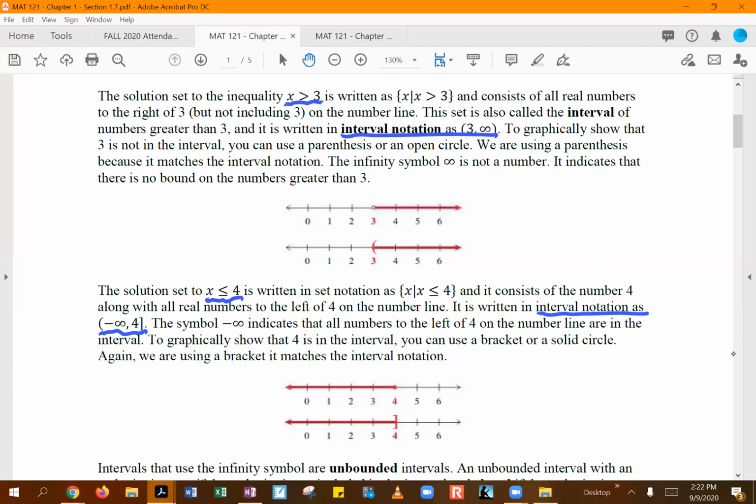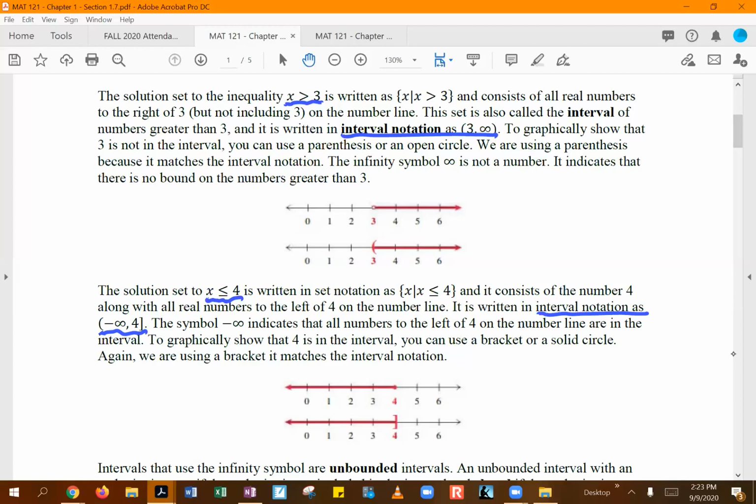And then like you saw with the 3 to infinity, when we're putting a parenthesis next to 3, the parenthesis is telling us not to include the number 3. So if you want to include a number in your solution set, we put a bracket on it. If we don't want to include it, we put a parenthesis on it.